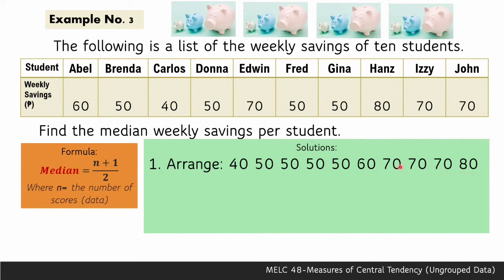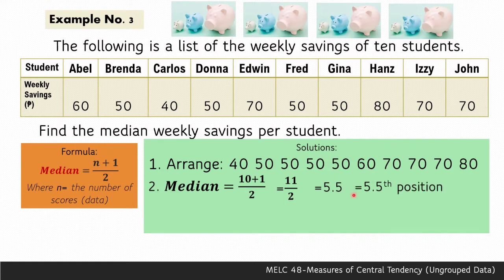In all, we have 2, 4, 6, 8, 10. Okay, so there are 10 numbers here. So this is again an even number. So we will get 2 scores in the middle. Okay, anyways, let's continue the solution. Using the formula n plus 1, the n is 10, the number of scores. 10 plus 1 is equal to 11. And divided by 2, we will have 5.5.